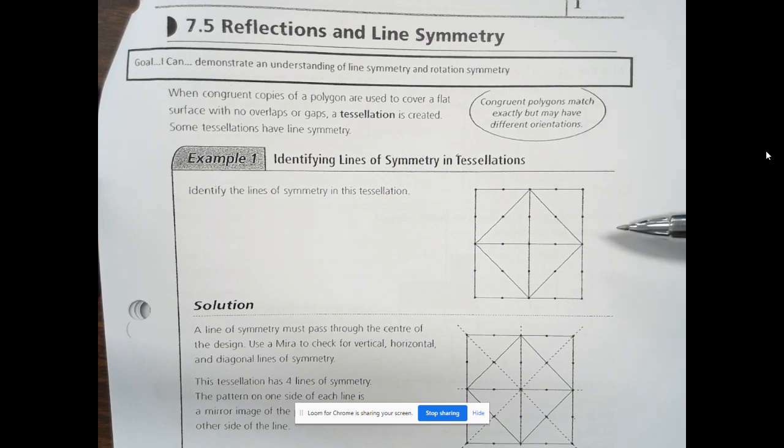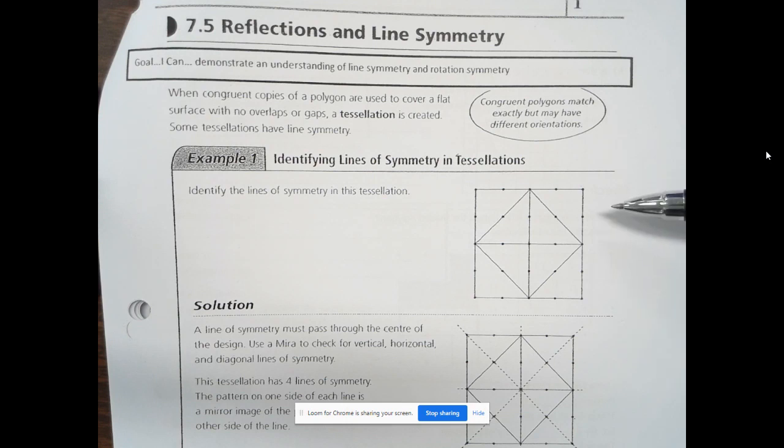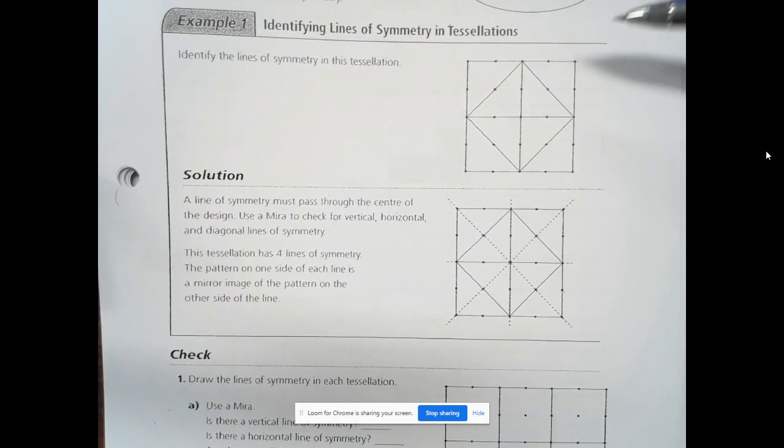So really what we're going to be looking at is a tessellation, which is just an image that has been repeated in different ways. And we're going to be asking if there is any symmetry. Symmetry is like, is there a reflection image? Can I cut it in half and the lines match up anywhere? So identify the lines of symmetry in this tessellation.